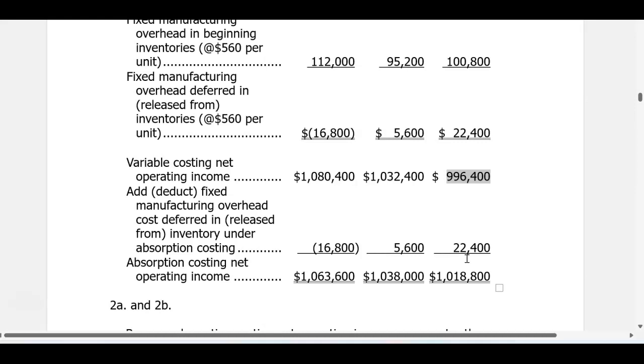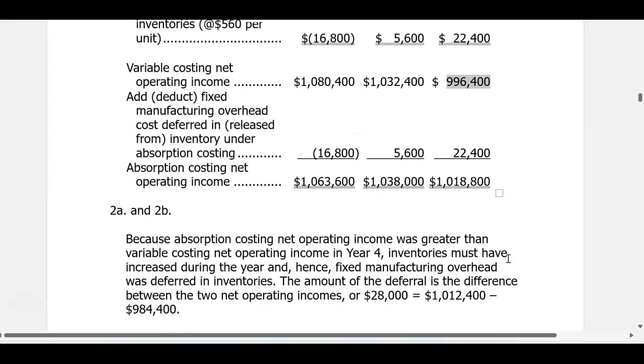That's the fixed expenses that has been absorbed under absorption costing in the ending inventory and never expensed. Therefore, the net income will be higher because the fixed expense is not expensed yet in the income statement. And here is the description.